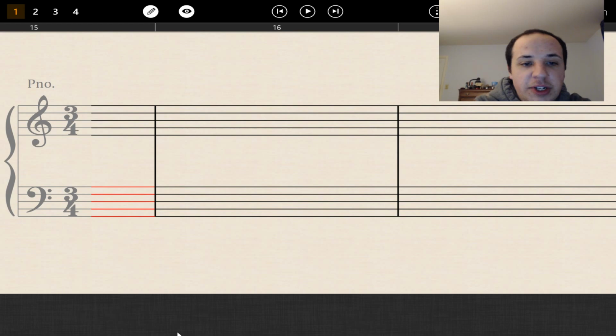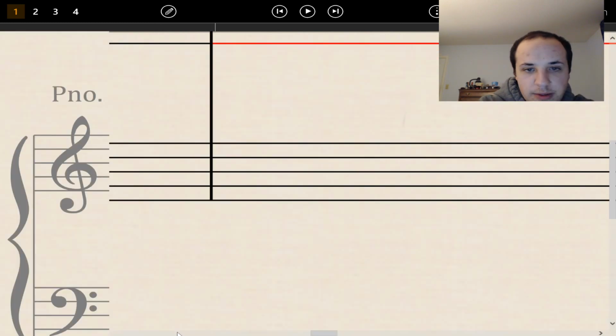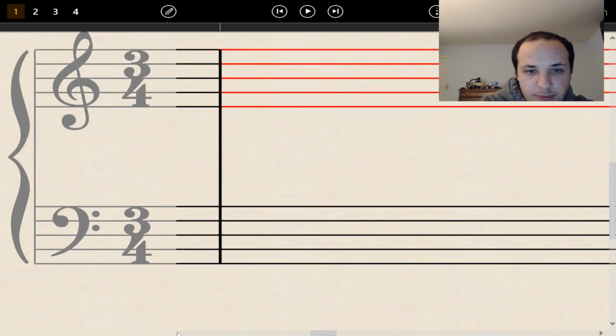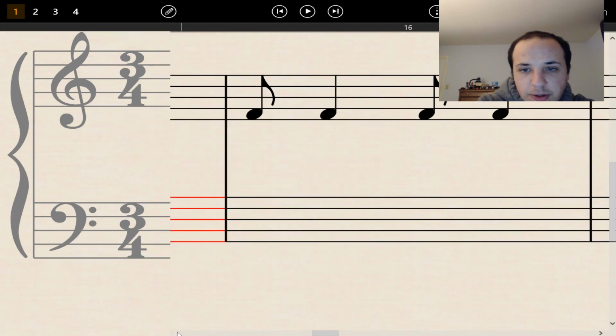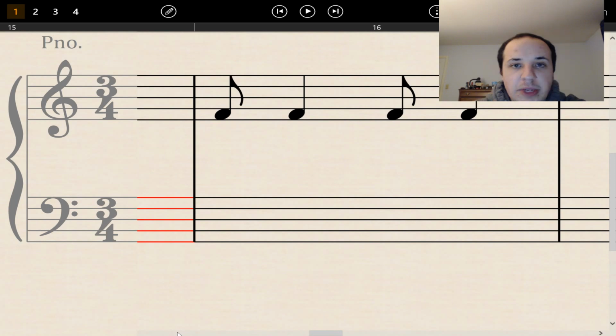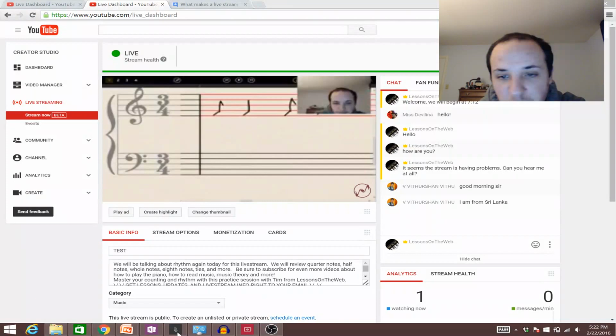Now, this is one I tried to do earlier. So, question. Do I have the correct amount of beats in this measure? While you think about it, well, I guess I have to leave it up on the screen. I'm going to check the chat just for a second. I'll bring it back up.